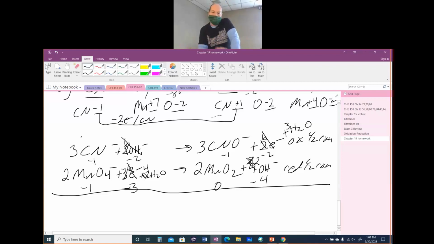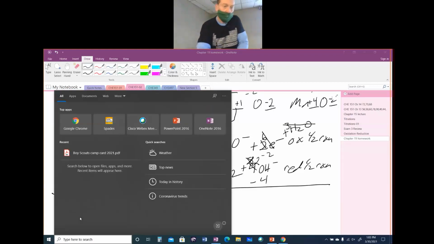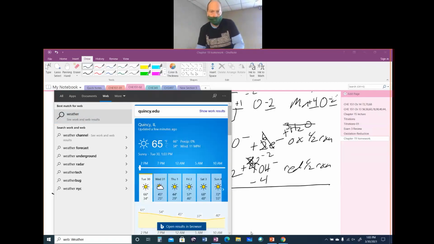Waters are also on both sides of the reaction. We have 4 waters on this side. We have 3 on this side. The lower number is, of course, 3. I'm going to subtract 3 waters. And now I'm down to 1 water on the left. I'll make that thing disappear.